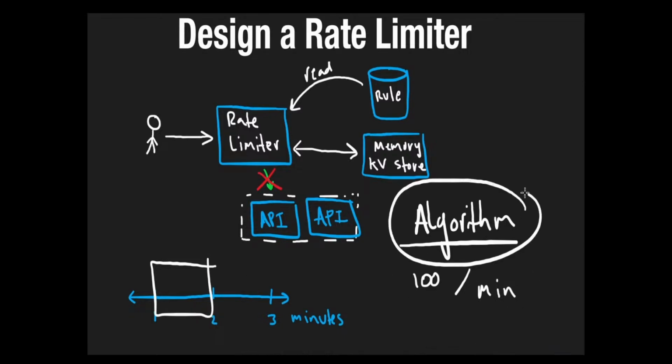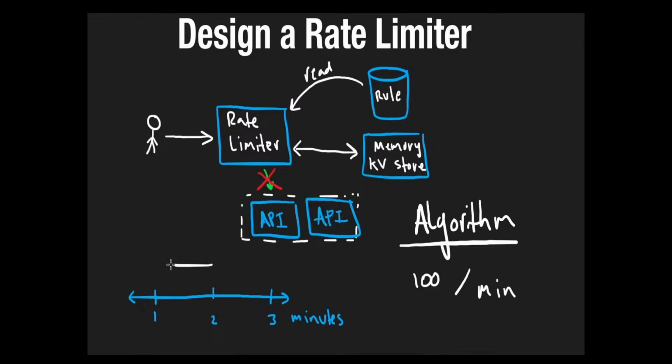One very simple algorithm we could do is based on the clock: every 1 minute time period, we only allow at most 100 requests. So somewhere in here, we will have 100 requests at most. And then when the next minute starts, based on the clock that we're using, we will allow another 100 requests.